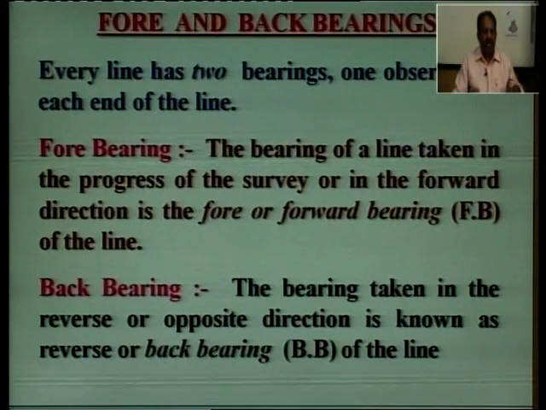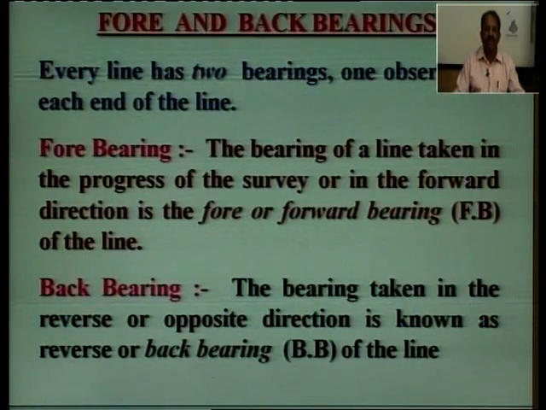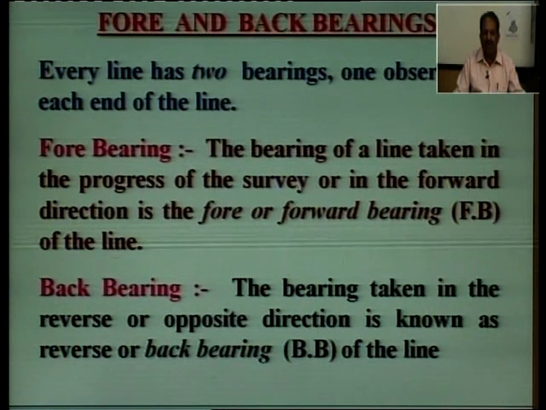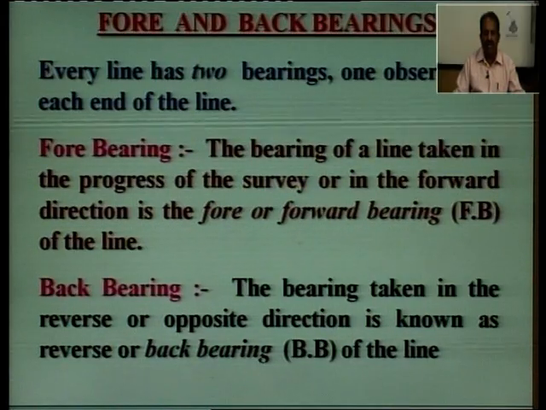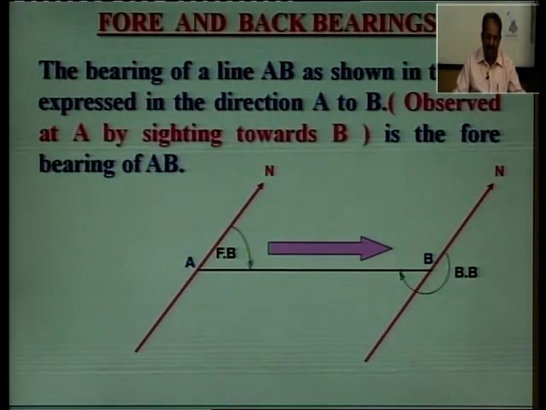Every line has 2 bearings, one observed at each end of the line. So, what is the fore bearing? The bearing of a line taken in the progress of the survey, or in the forward direction, is called the fore or forward bearing. The back bearing is the bearing of the line taken in the reverse or opposite direction, known as the reverse bearing or back bearing of the line.